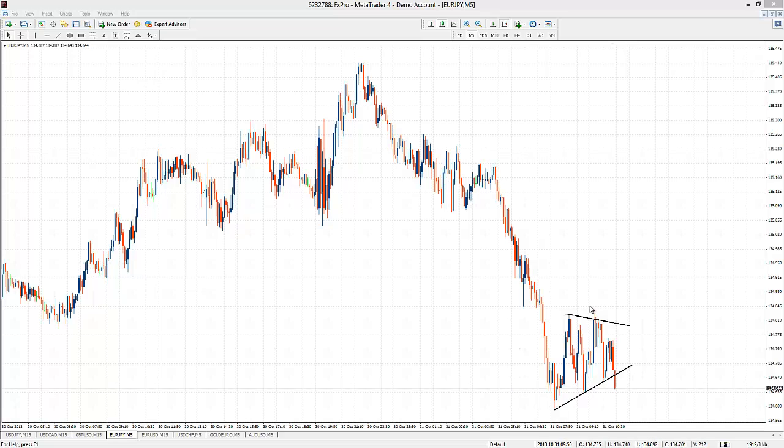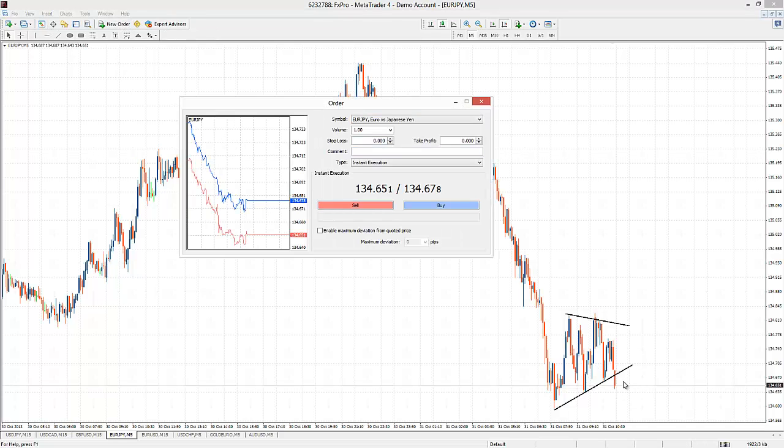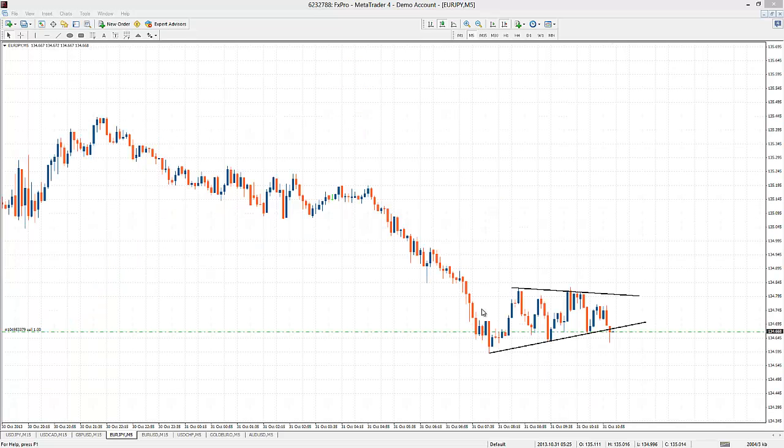This is a 5-minute chart. You can see we've had a nice downtrend and price has consolidated, forming this nice symmetrical triangle. Now I'm looking for price to actually close this candle below this lower trend line. That forms the breakout of the triangle. So you can see I've just brought the platform up here, and I'm going to enter a sell or short once we get this candle close.